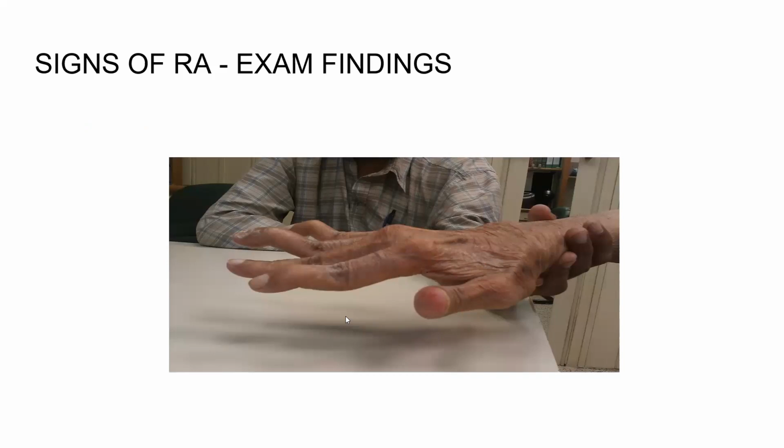If you can, just comment down below if you can tell me what's wrong with this picture, or what kind of particular sign of rheumatoid arthritis is being shown here. Any idea? If you can look at the fingers especially, that's a clue. All right, I hope you have figured it out.